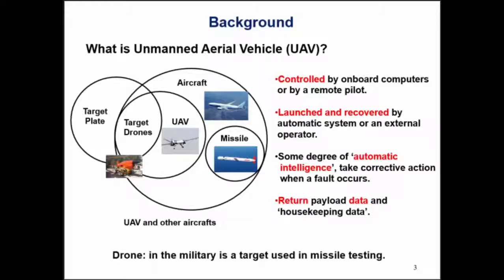The features of UAV include 4 main features: it is controlled by onboard computers or by a remote pilot. It is also launched and recovered by an automatic system or external operator. Some degree of automatic intelligence can take corrective action when a fault occurs. And it also can return payload data and housekeeping data. You may be familiar with drone. In the military, it is a target used in missile testing.